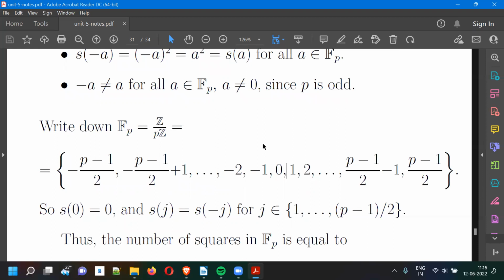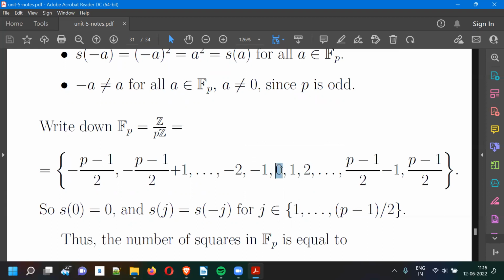Okay, so Z mod PZ will have 0, then it will have 1 and minus 1, then it will have 2 and minus 2, right? But how many such elements are there? Well, there are total P many elements.